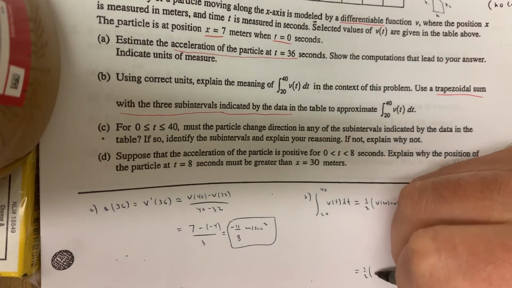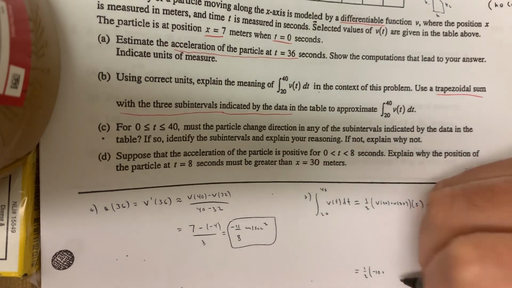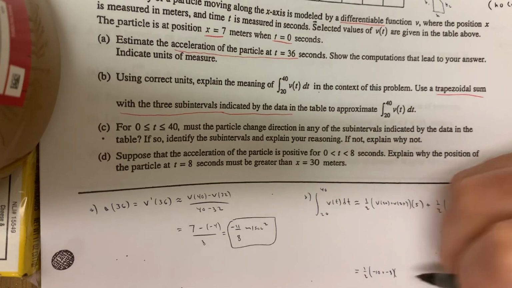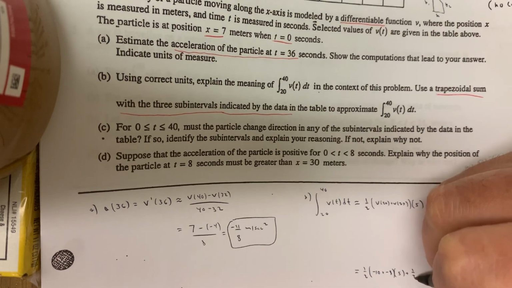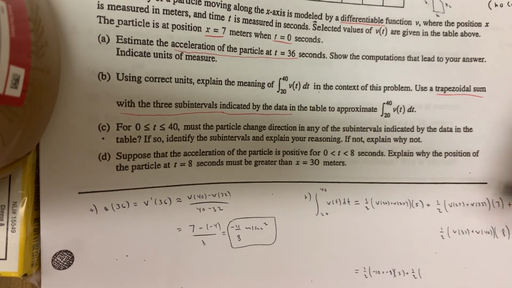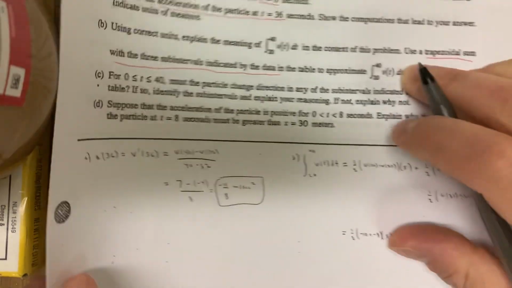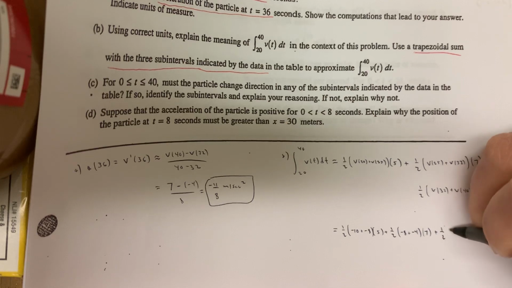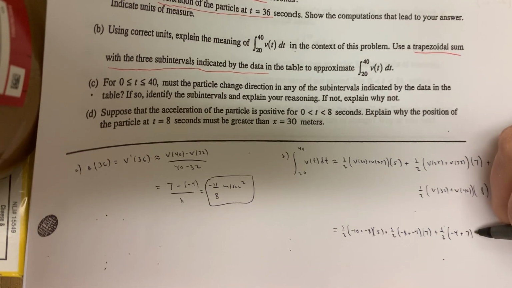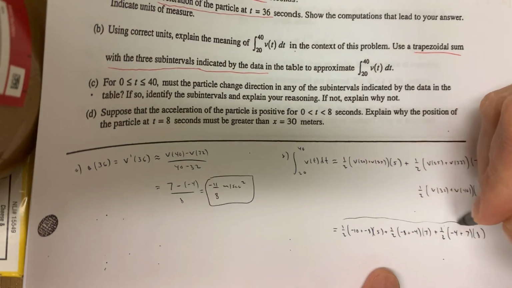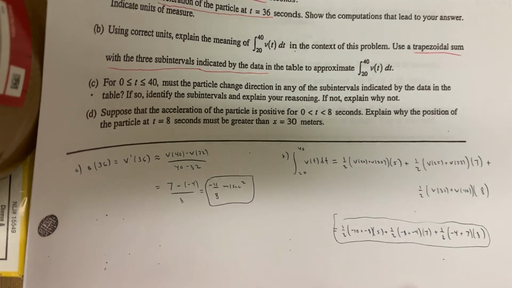1/2 v of 20 is going to be negative 10, plus v of 25, negative 8, and then times 5, plus 1/2. And now we have v of 25, which is negative 8, plus v of 32, which is negative 4, times 7. And then plus finally, we're going to have 1/2 v of 32, negative 4, plus v of 40, which is 7, times 8. And that thing right there, really nasty looking. Box it in, that's all you need right there.